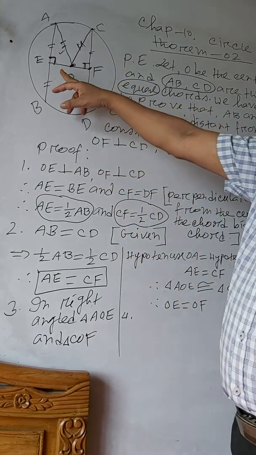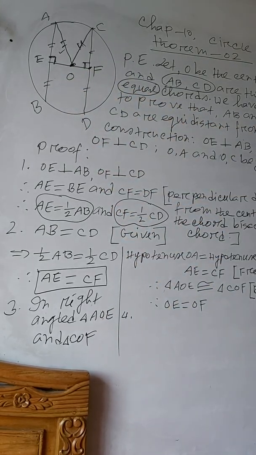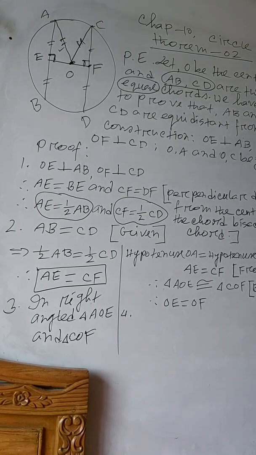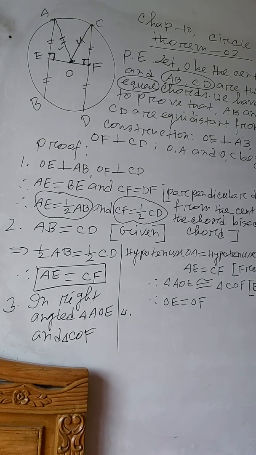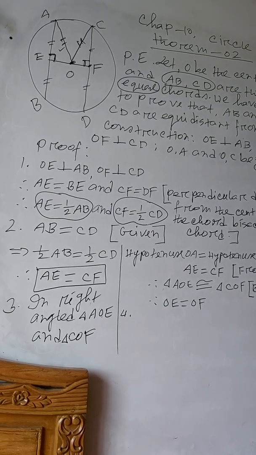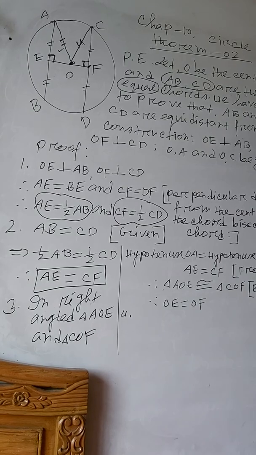From the above figure, OE and OF are the distances from the center O to the chords AB and CD respectively.